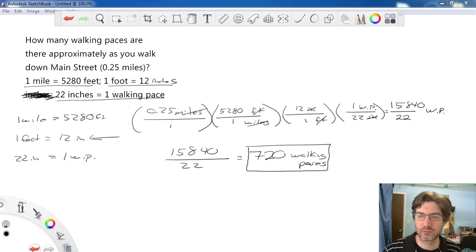Questions on that one? Anyone not know where any numbers come from? Not know why I did something? Some kind of notation that's there?